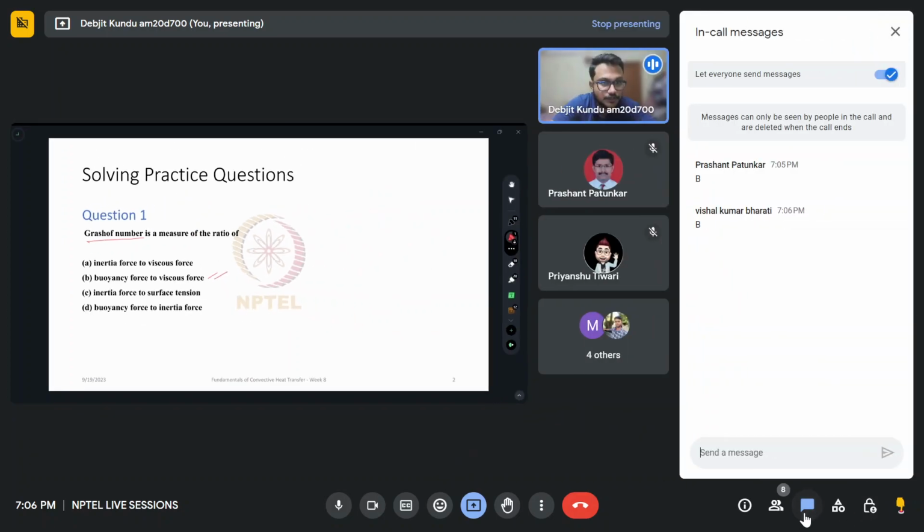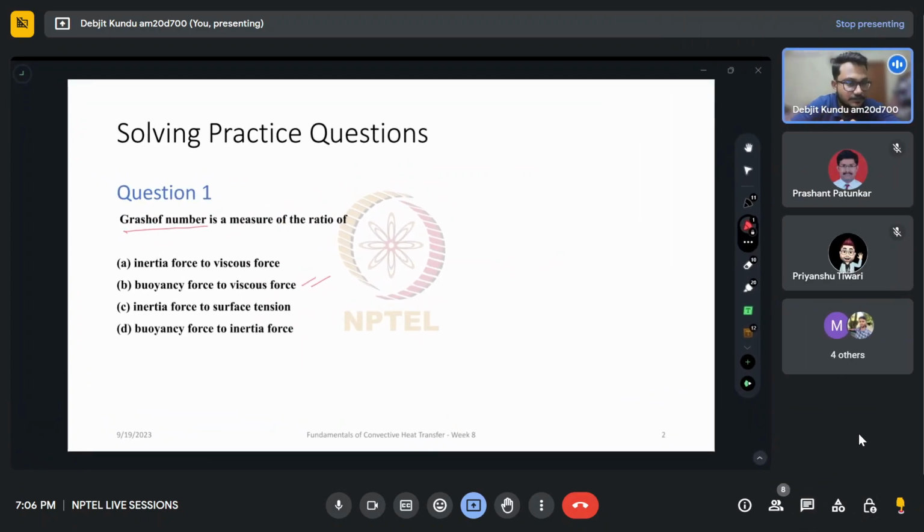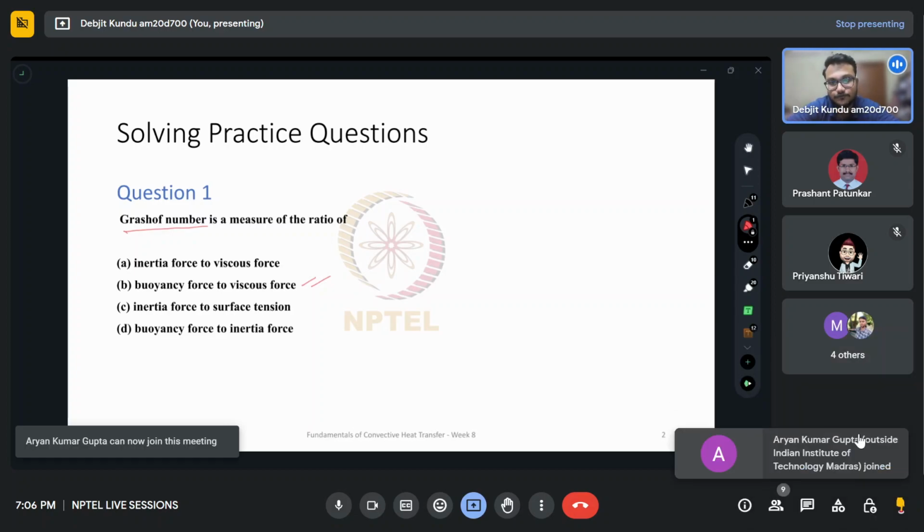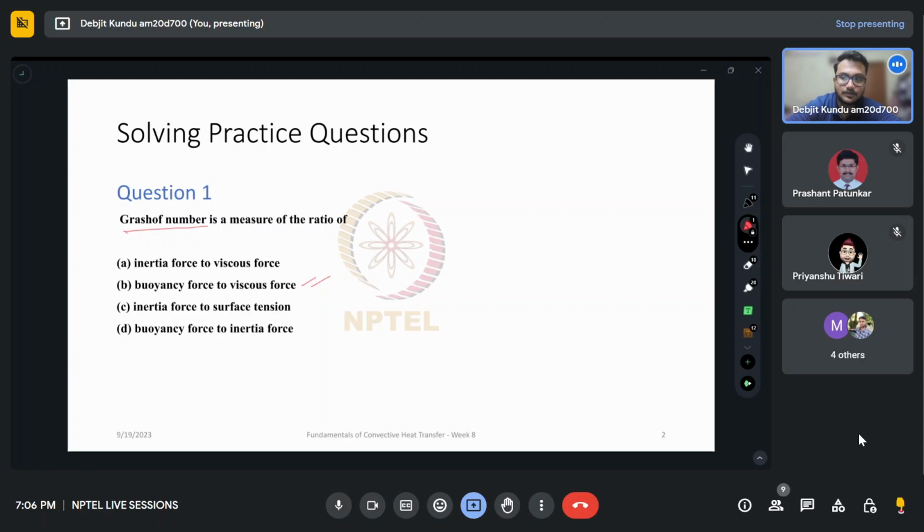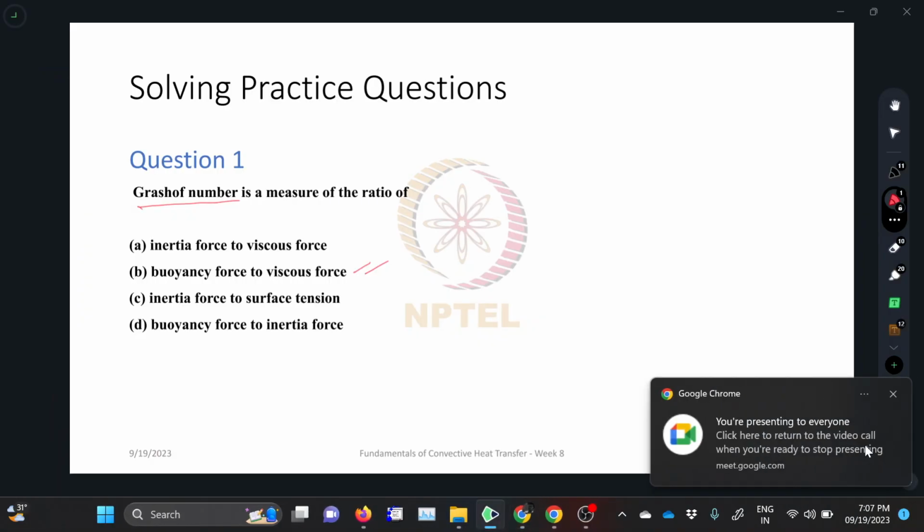For the people who are joining now, we just got started with the first question of today's session. It asks about the Grashof number, the non-dimensional number which often appears in the governing equations of natural convection. What is the Grashof number a measure of? Is it option A, inertia force to viscous force; B, buoyancy force to viscous force; C, inertia force to surface tension; or D, buoyancy force to inertia force? Option B seems to be the popular choice, with 3 responses so far.